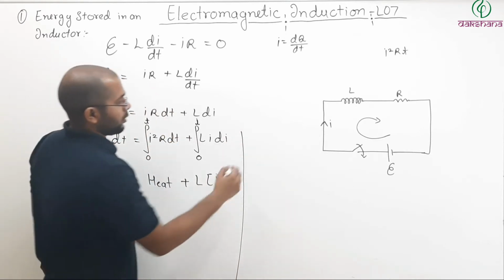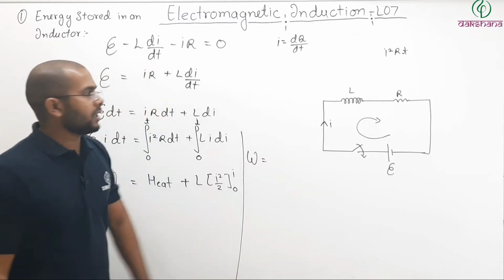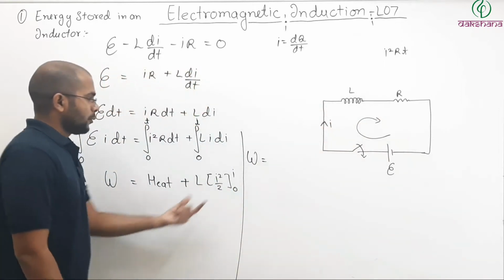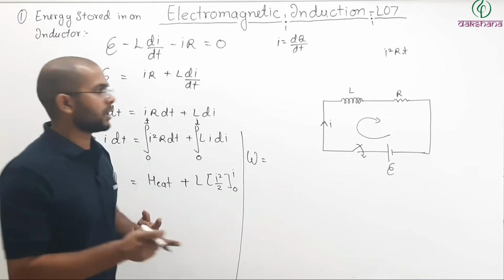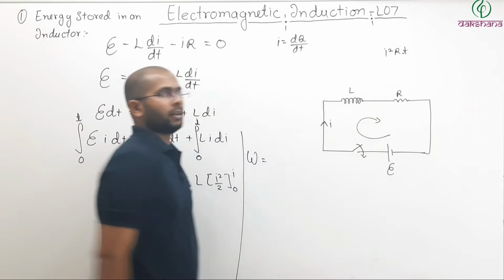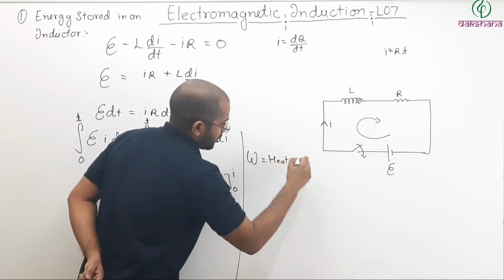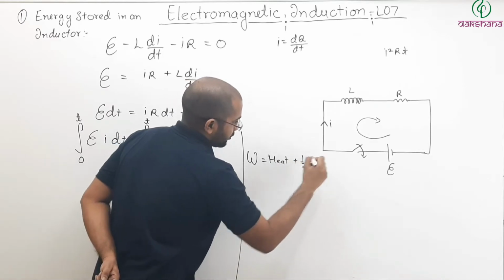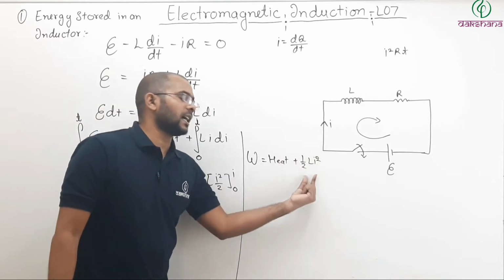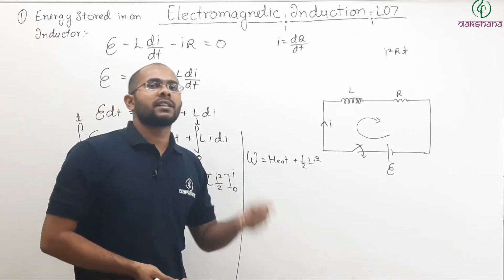What you will get? Work done by battery. Now battery is doing some work. If there was no inductor, all of the work would have gone to heat generated. Now here, work done by battery goes to two places. Number one, heat generated in the resistor. Number two, energy stored in your inductor. So work done by battery is heat generated plus half L I square. So this half L I square must be your energy stored in the inductor.